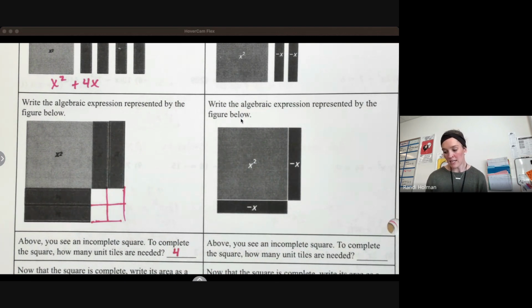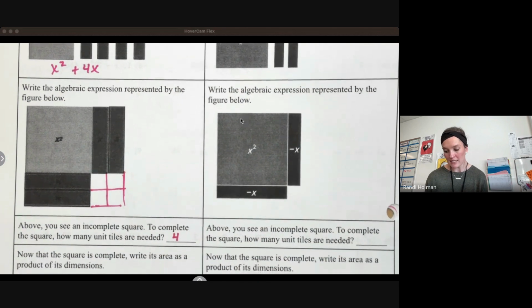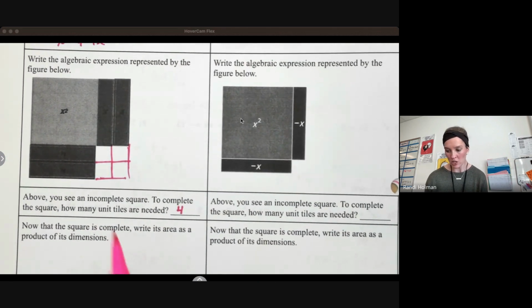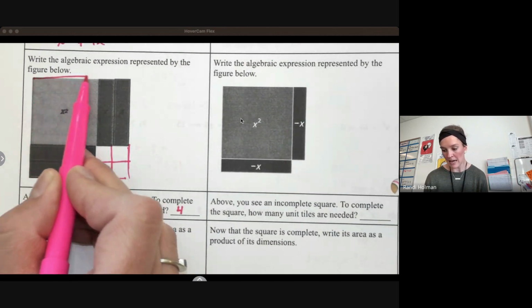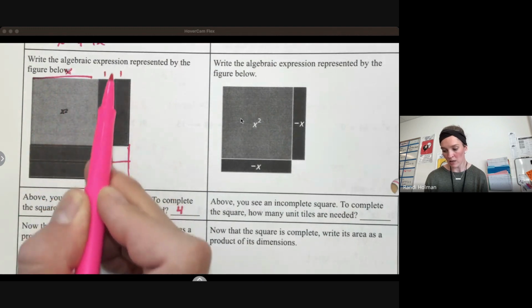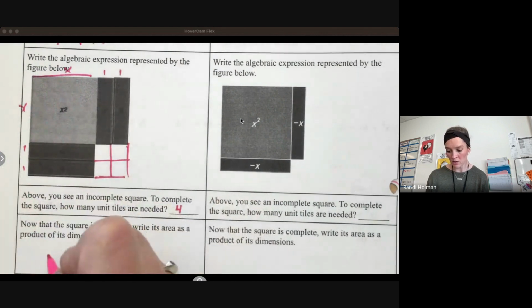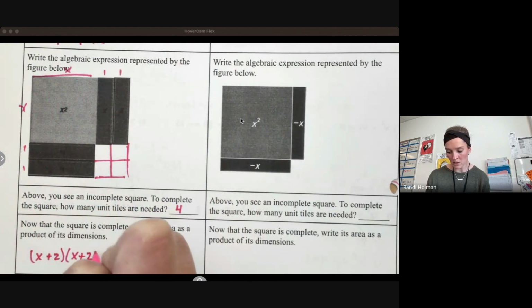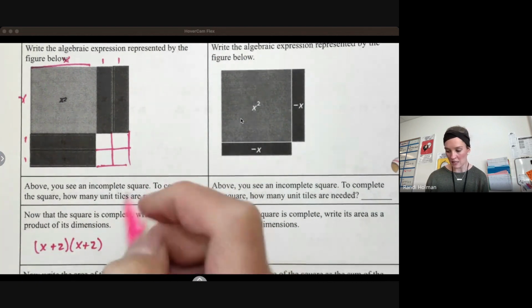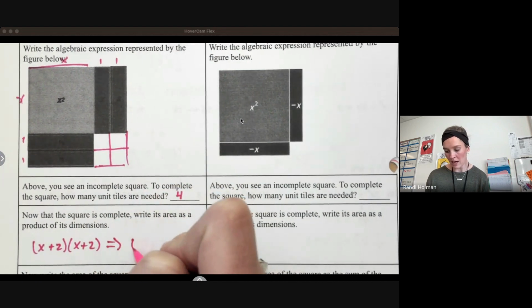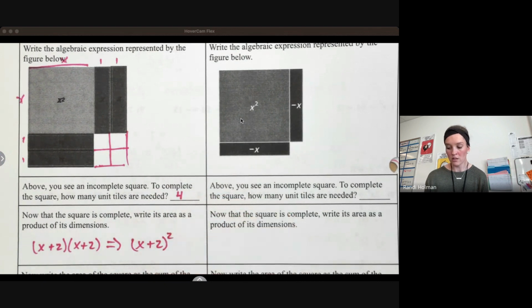So now that it's a square, we can write its area as a product of its dimensions, just like we've done before. So this is x, and this is 1 and 1, and this is x and 1 and 1. So we have x plus 2, x plus 2. So we could write that as x plus 2 times x plus 2, but you notice since it's a square, those things are the same. So that means we could also write this as x plus 2 squared.